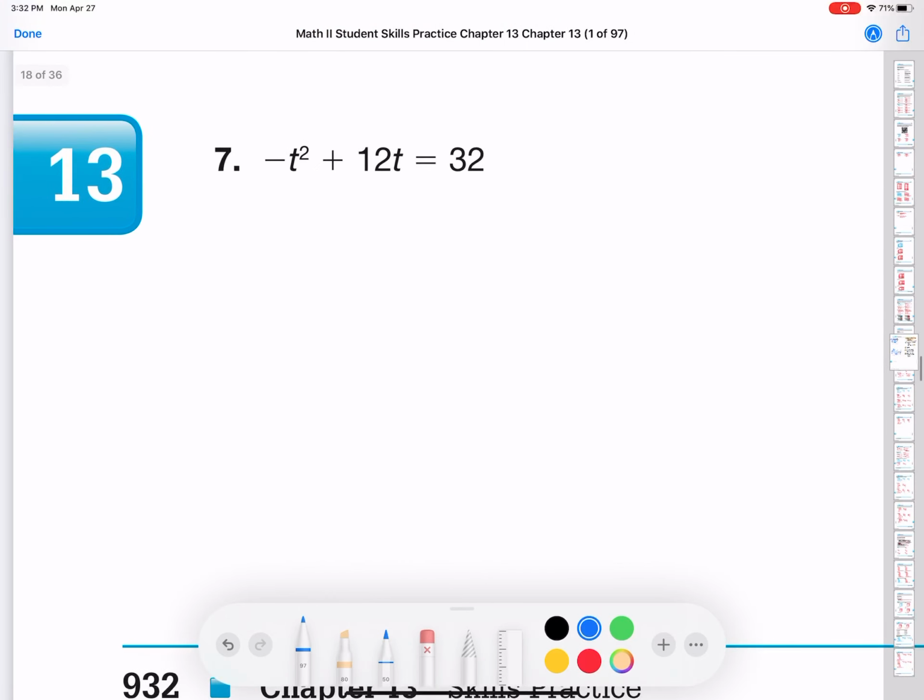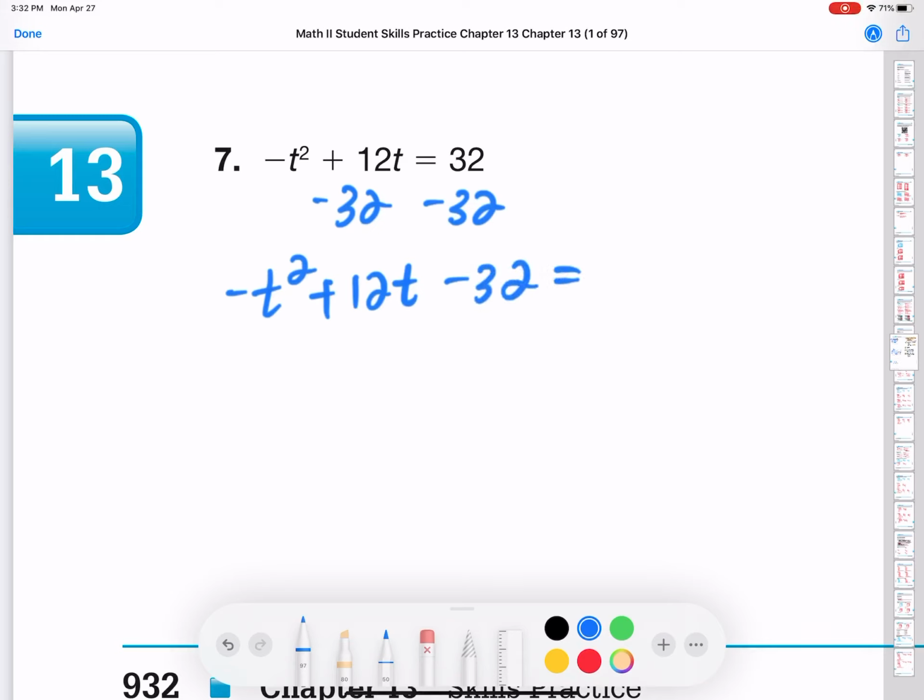All right, number 7 is not in standard form. My goal is to get it to standard form. I know it's not in standard form because I have a 32 on that side, so I want to move it over to the left. So I'm going to subtract it. You do the opposite. So minus 32. Now I have negative t squared plus 12t minus 32 is equal to 0. Now it's in standard form. It's equal to 0. That's what we wanted.